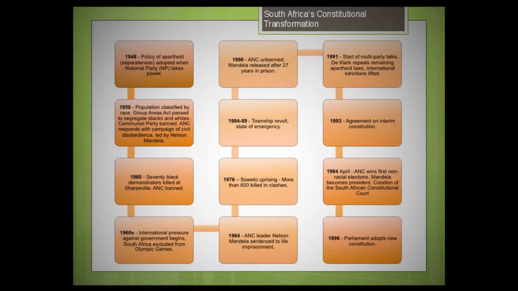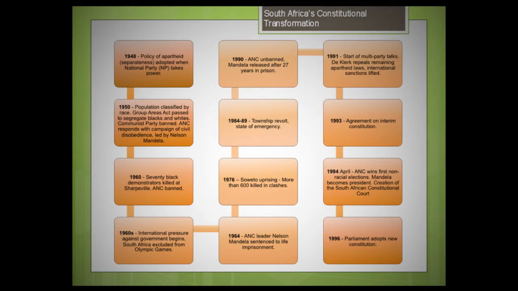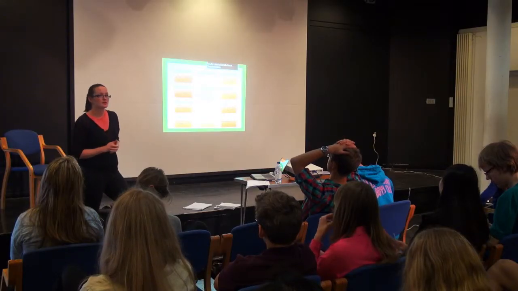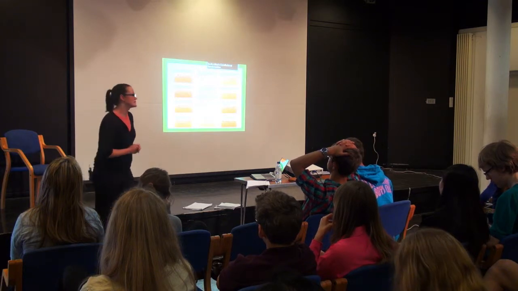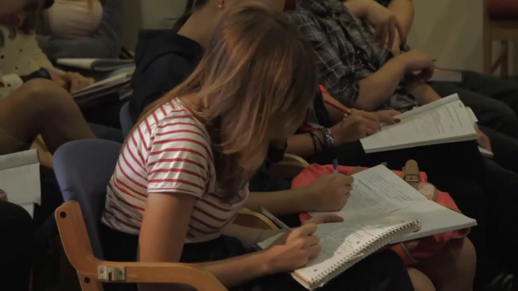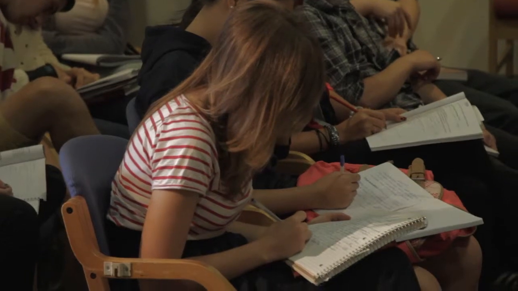It was a time of racial segregation in South Africa. We had huge human rights violations. South Africa was excluded from the 60s onwards from the international community in many ways because of these violations. We had somebody called Nelson Mandela. What was he the leader of?